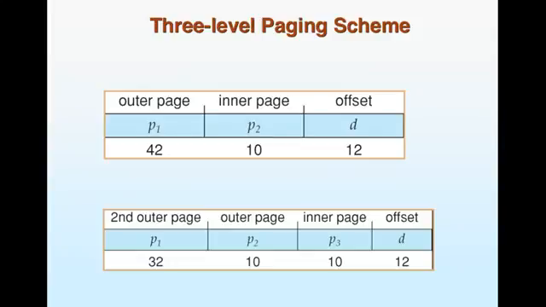So in a 3-level paging scheme, we would have it broken out, so we have a second outer and a first outer, and then we have the inner, essentially. So we just have 2 more outers. You just keep adding outers to it.